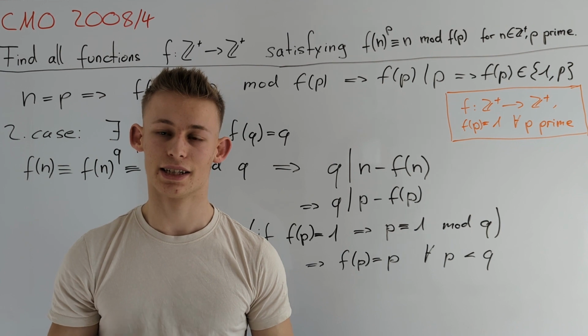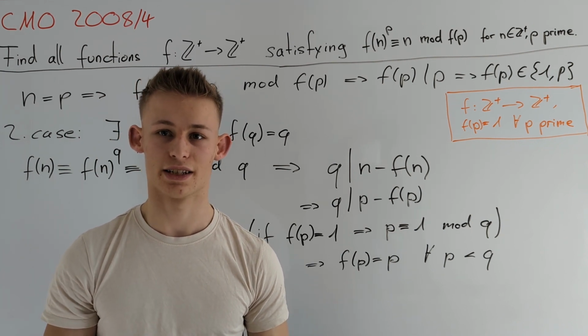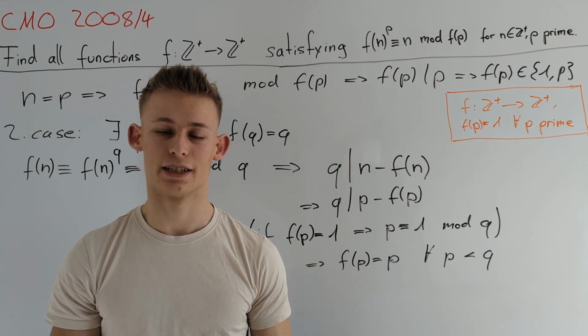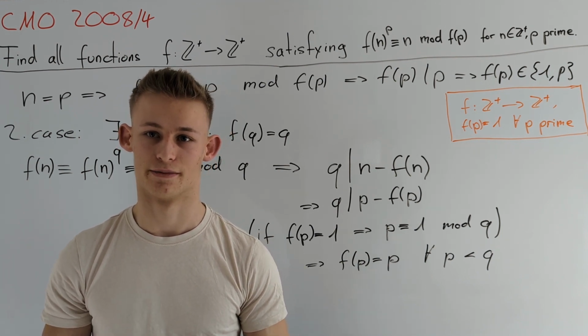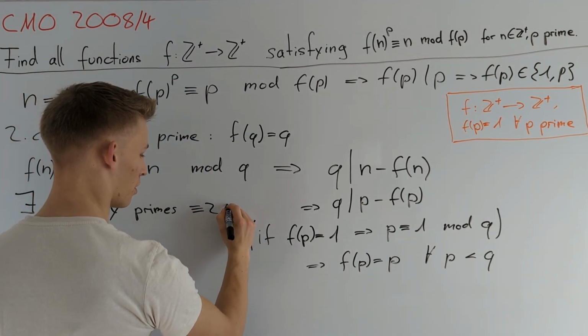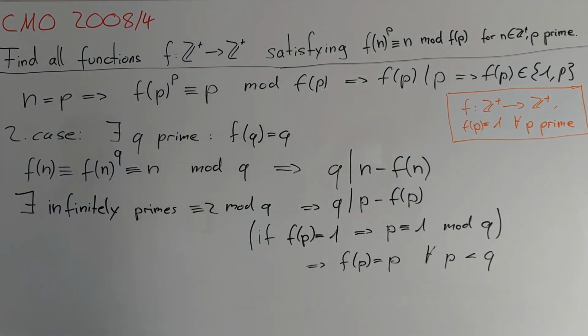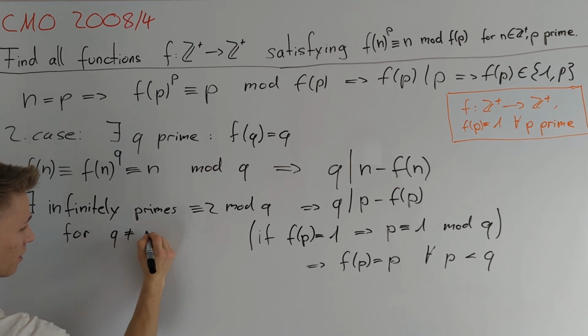But note that Dirichlet's theorem implies that for every non-zero residue class modulo q, we can find infinitely many primes in this residue class. In particular, there exist infinitely many primes congruent to 2 modulo q. But here we have to watch out, because if q is equal to 2, then this is congruent to 0 modulo q, and then we can't use Dirichlet's theorem. Therefore, we have to assume that q is not equal to 2.